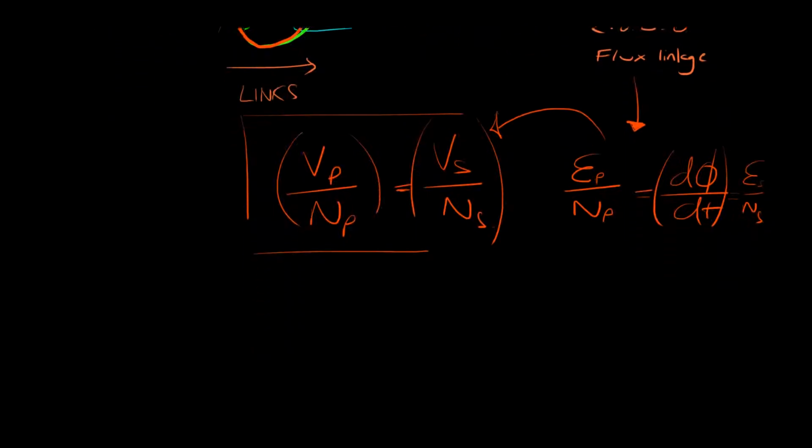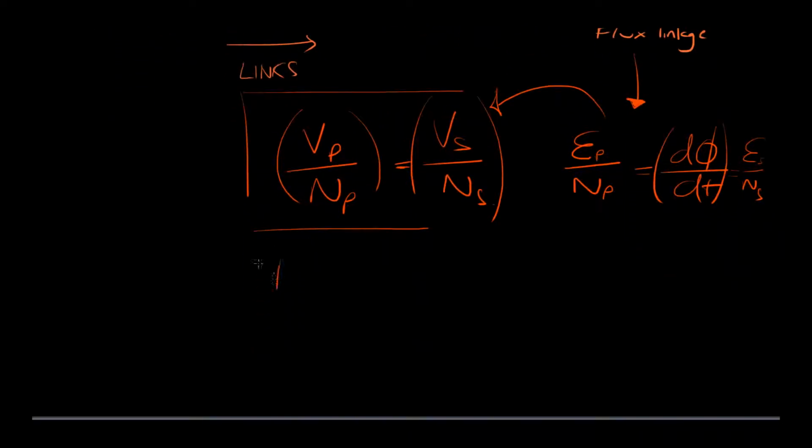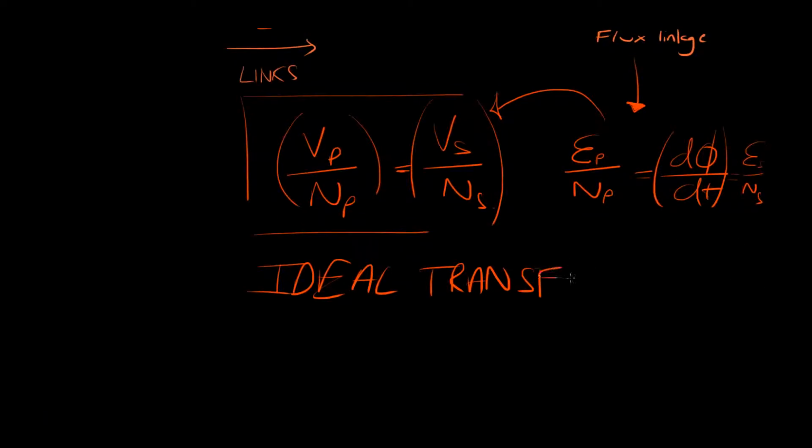This equation is only for ideal transformers. So this is a transformer which obeys all these assumptions that we've made. It's an ideal transformer. In reality, of course, transformers don't obey all those assumptions that we've made. In reality, we can talk about what these shortcomings are.